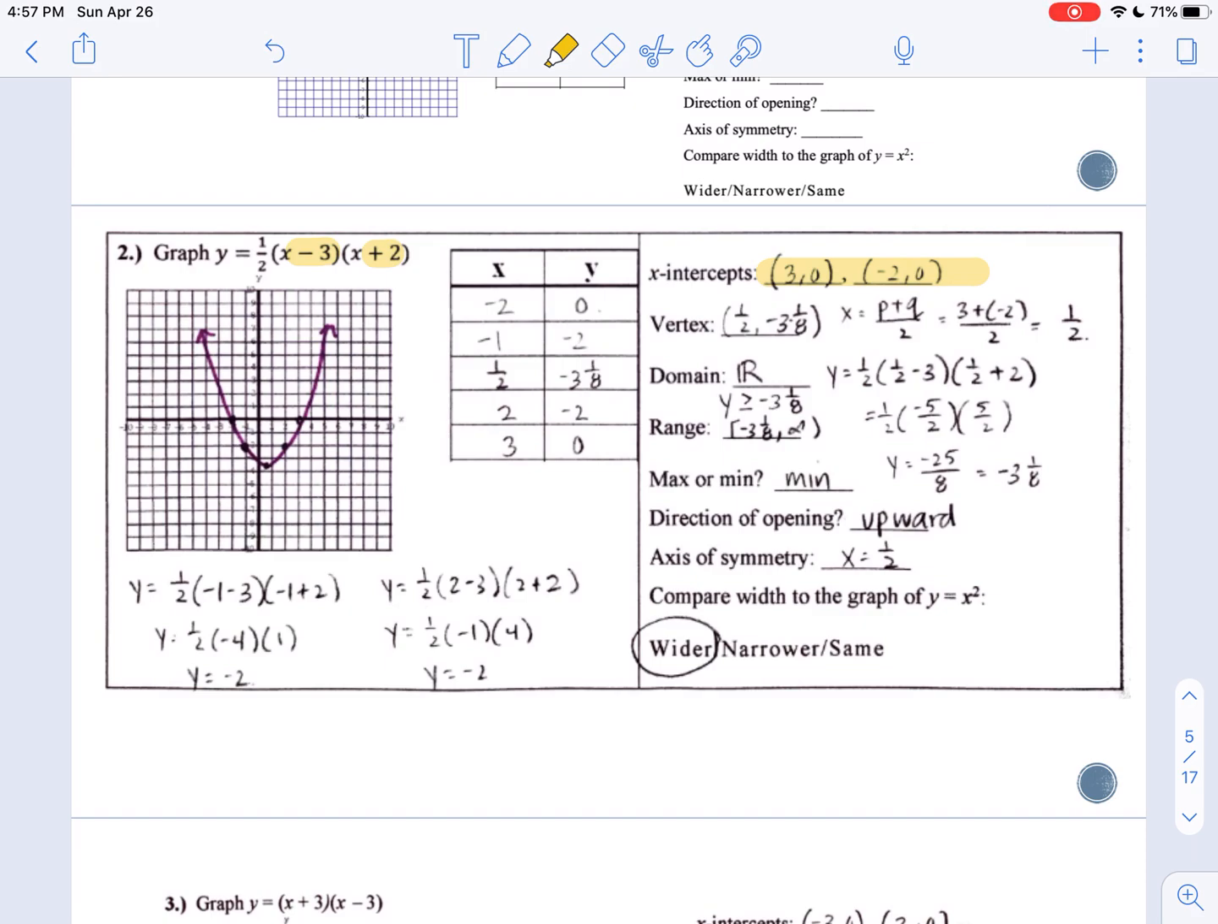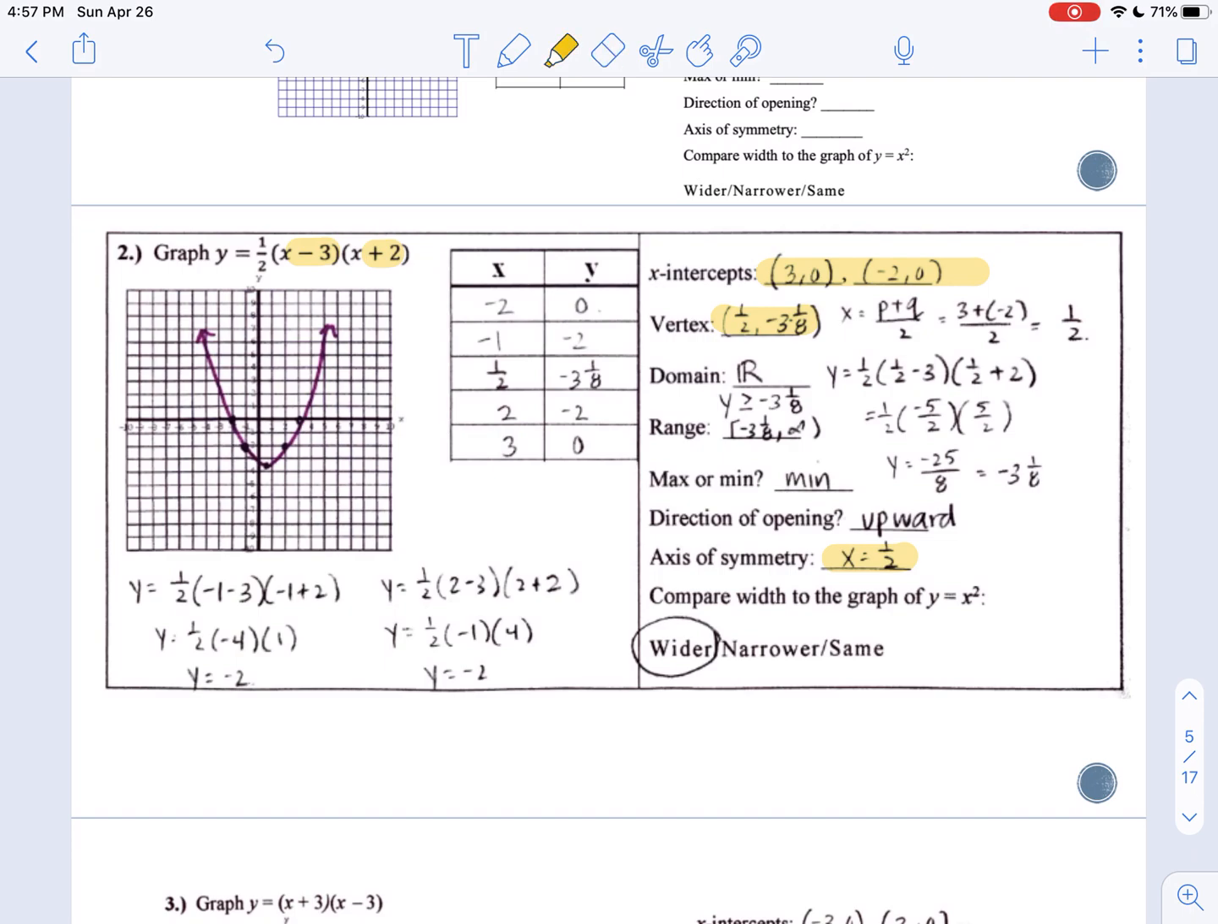From here, we found our axis of symmetry, and we found that by plugging in p plus q divided by 2. We found that halfway point between those two x-intercepts, and we got x equals 1/2. Once we found our axis of symmetry, we plugged it in to find the vertex. My vertex should have been (1/2, -3 1/8). If you had it as a decimal, that's okay. We're going to keep going though.